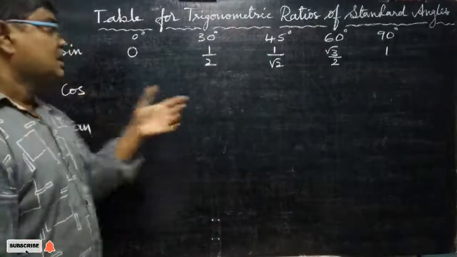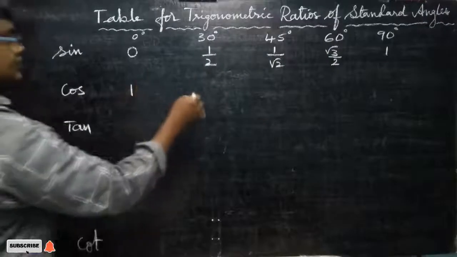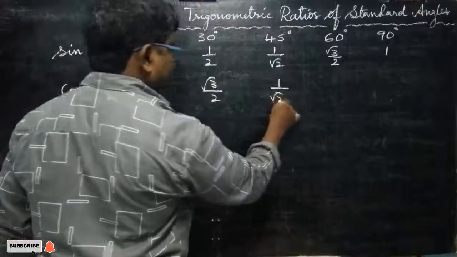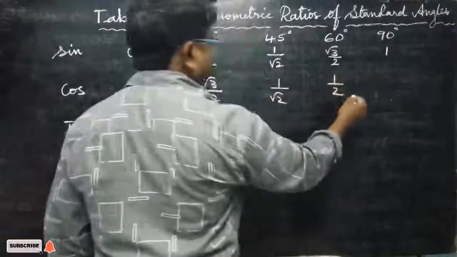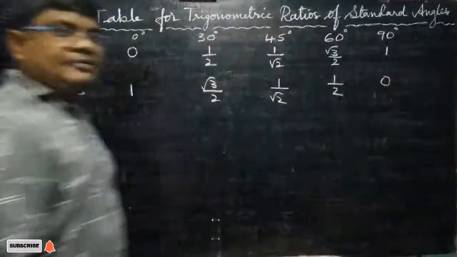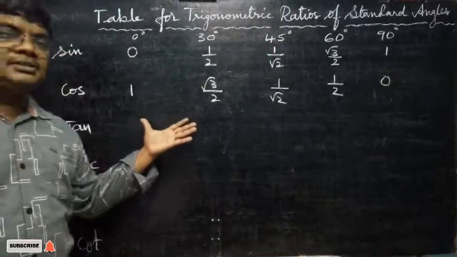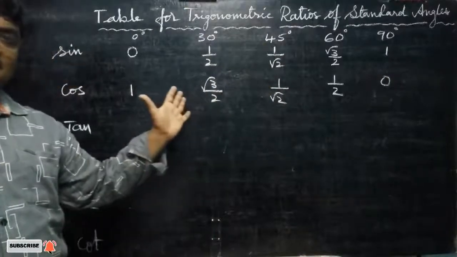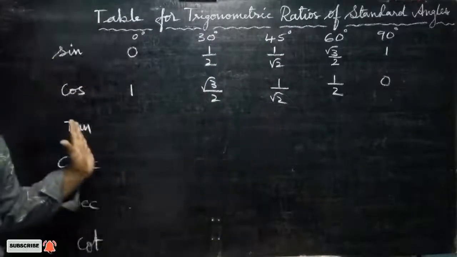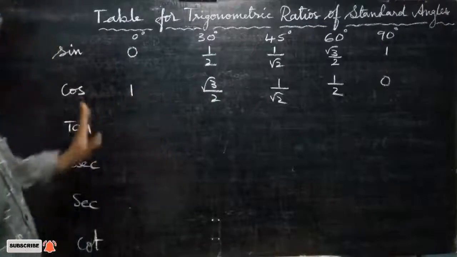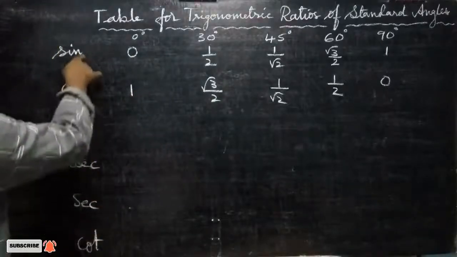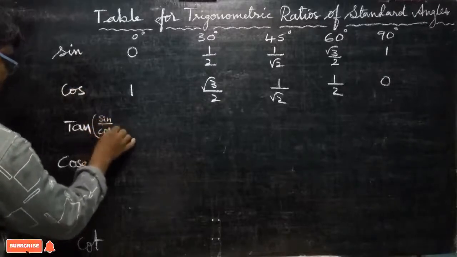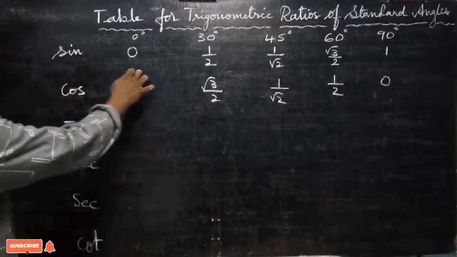Are you able to follow? Make it reverse: 1, root 3 by 2, 1 by root 2, 1 by 2, 0. Is there any difficulty? How easy the table is? See, if you remember the first line, the second line is automatic. Just reverse. You went and just came back, that's all. Reverse gear. Next, tan. Tan means sine by cos. You know, tan means what? Sine by cos. Keep that in your brain.